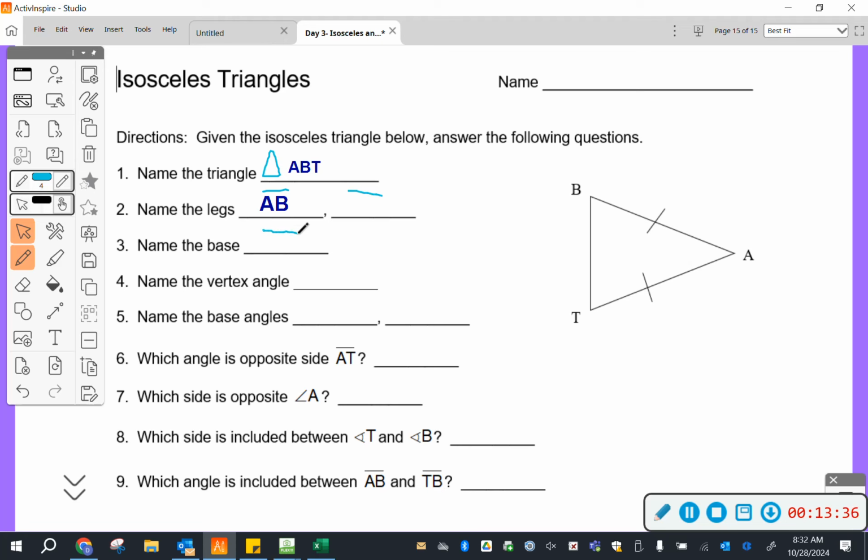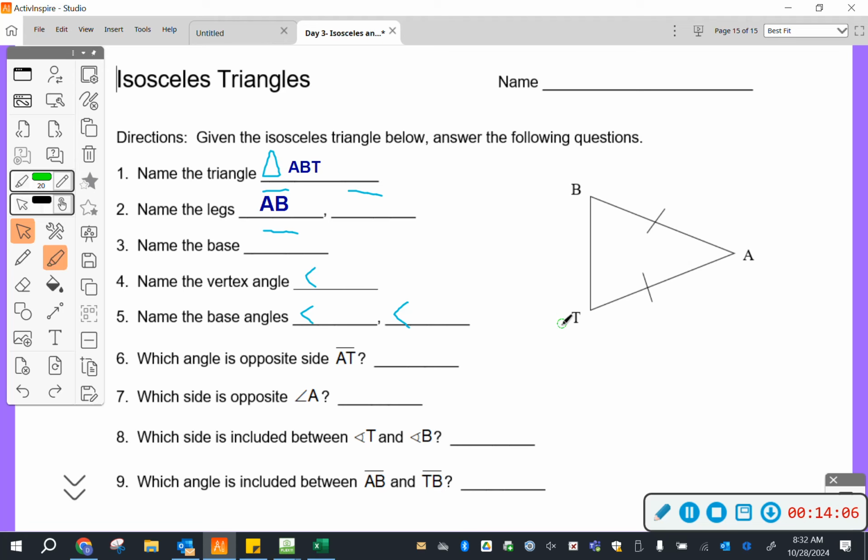Here's a little bit of help. All your angles should have an angle symbol and one letter. What's the other leg? Where's the other tick mark? BA is what we wrote. We already wrote AB. BT. Write it down. No, you're just doing the problems. I'm not doing them anymore with you.